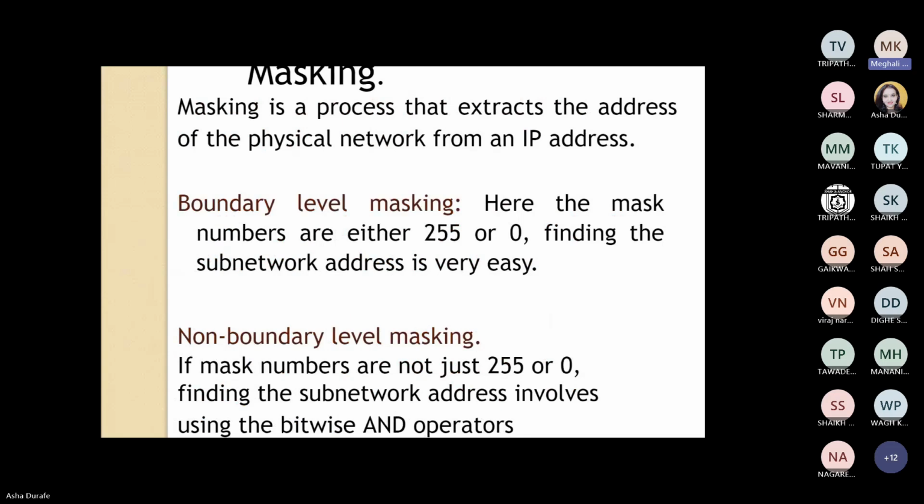So masking, as I said, is a process that extracts the subnetwork address from the IP address. Now, how can the extraction be done? It can be done by looking at the IP address, how many net ID bits are there and how many host ID bits are there. So you can have boundary level masking or you can have non-boundary level masking. In boundary level masking, the mask numbers are either 255 or 0, so you can find the subnetwork address very easily. But if the mask numbers are not 0 or 255, then you have to bitwise AND it with the IPv4 address, and then you can find out the subnet address.